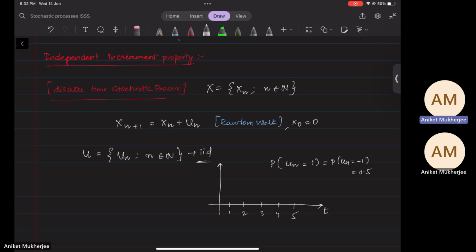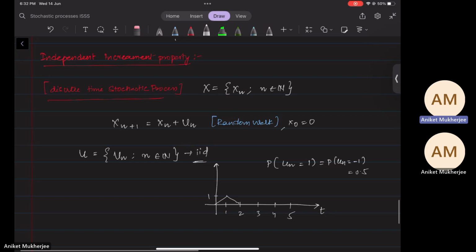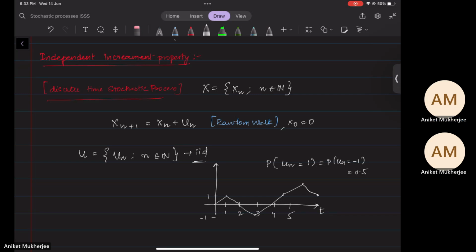So one instantiation of this would be: it rises up by 1 and then it decreases by 1, and then it decreases by 1 again, and this is -1, and then again it rises. So it will be something similar to this. A sample path would be this one. This is a random walk. At each time instance, it either takes +1 or -1 as a step.